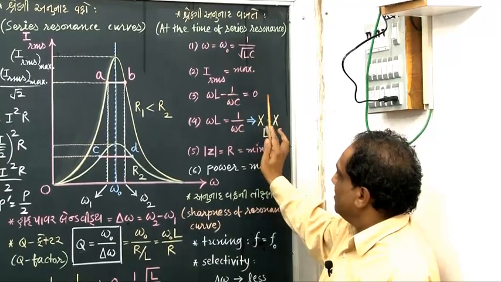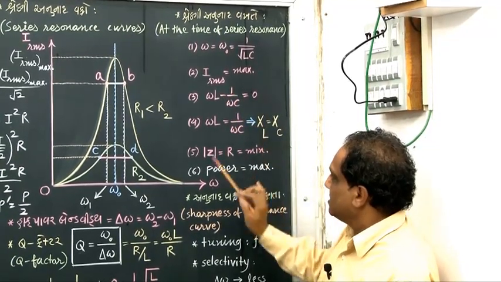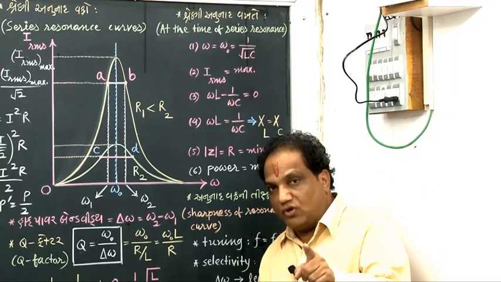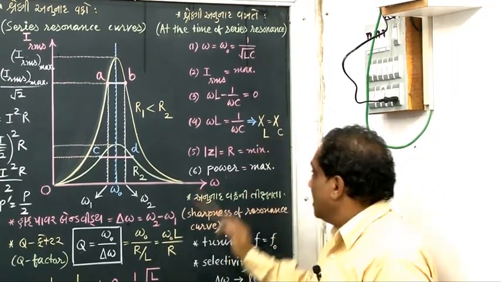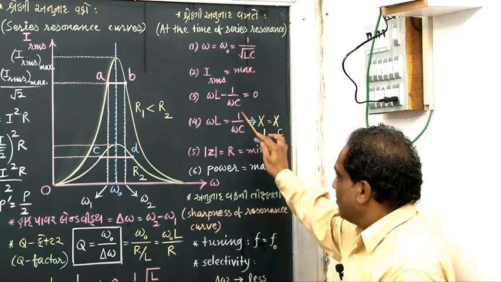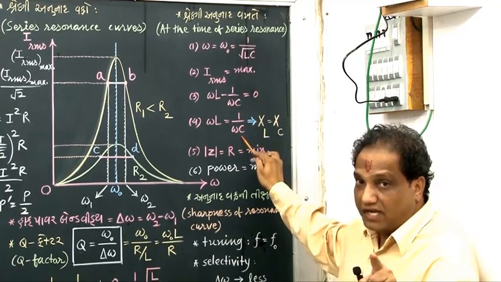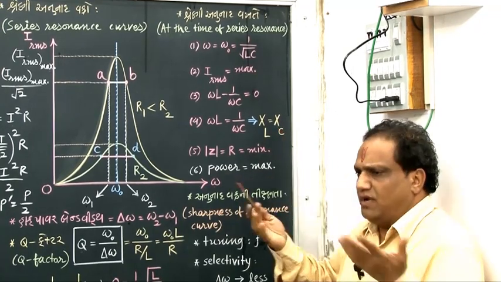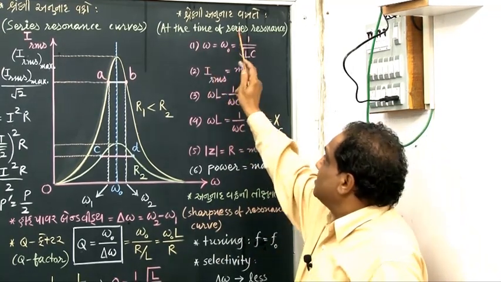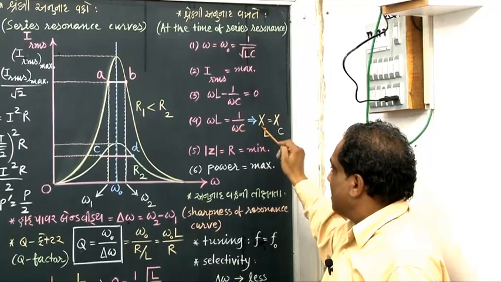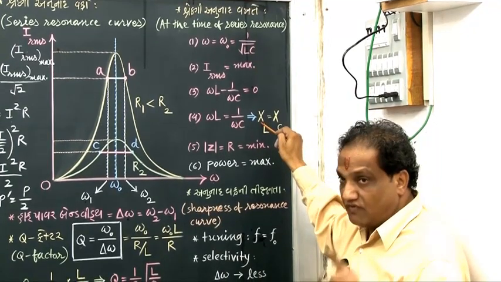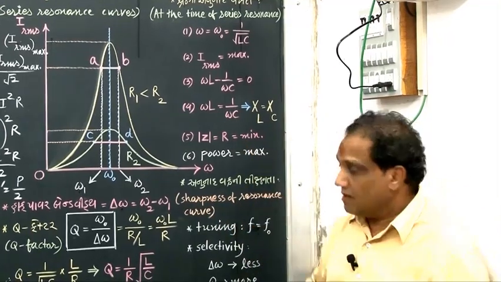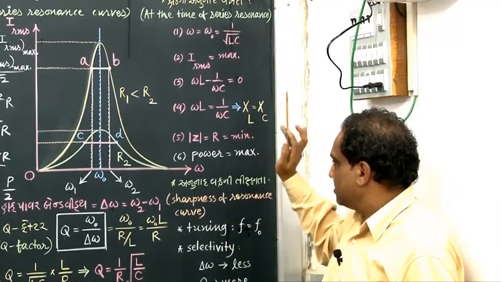Now transfer this. When you transfer from minus, it will become plus. What is omega L? Omega L is nothing but the magnitude of inductive reactance, shown by symbol XL. What is 1 upon omega C? Magnitude of capacitive reactance, shown by symbol XC. I mean to say, at the time of series resonance, the magnitudes of inductive reactance and capacitive reactance become equal, because XL equals XC.